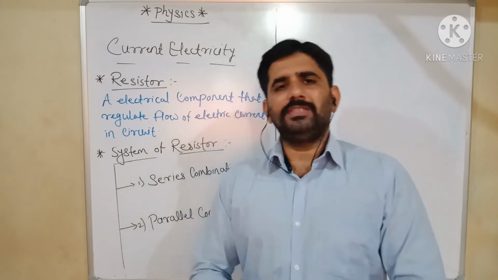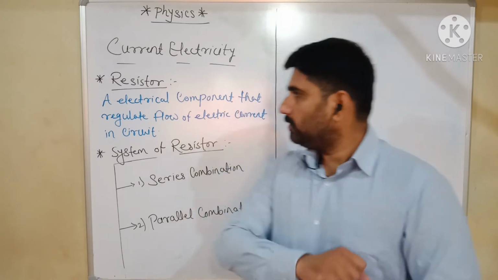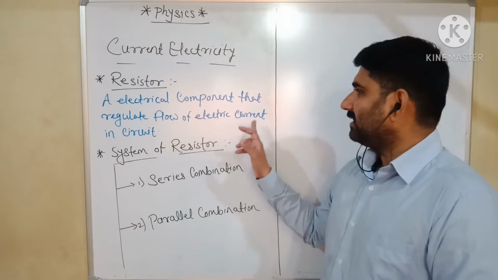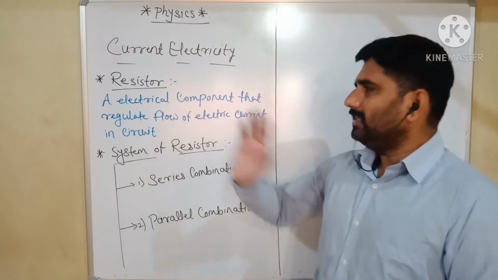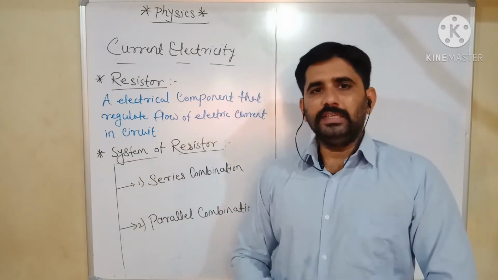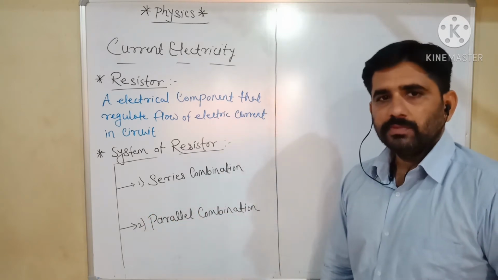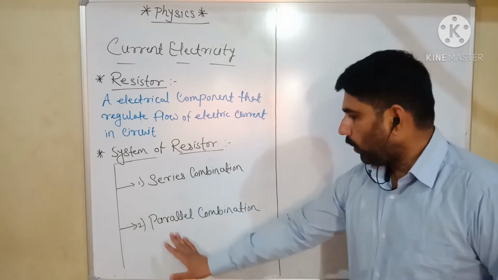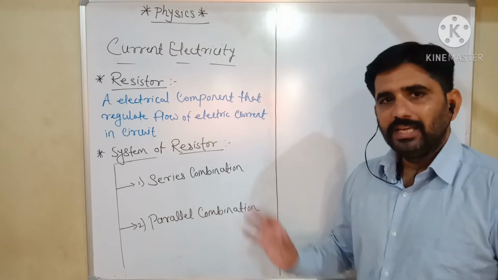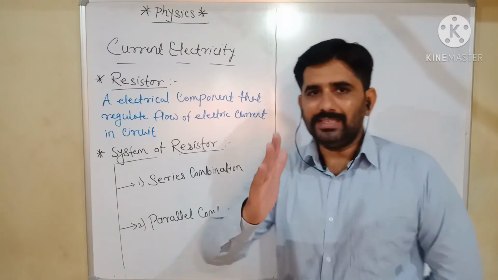Before starting the system of resistors, we should understand what a resistor actually is. A resistor is an electrical component that regulates the flow of electric current in a circuit. Using these resistors, we will try to understand the systems of resistors. Here, we will discuss two types of combinations, the series combination and the parallel combination. By using these two connections, we will see how the resistors react in these two circuits. So let's start.